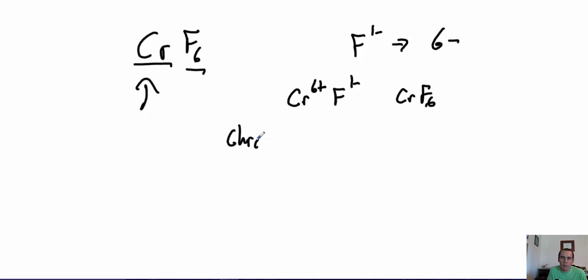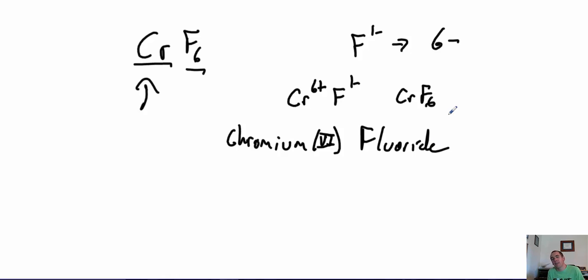So what is this thing called? Well, chromium has a 6 plus charge on it. That's chromium 6. Remember, use your Roman numeral VI, fluoride. So treat it just like any other ionic compound, except that when it's a transition metal, we use those Roman numerals to give us the charge.